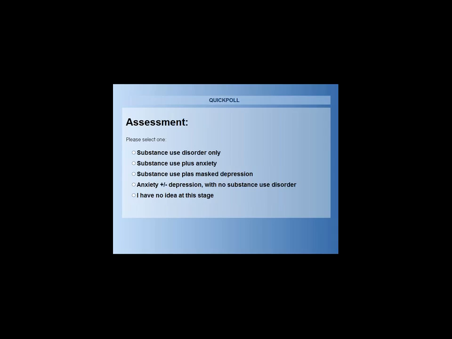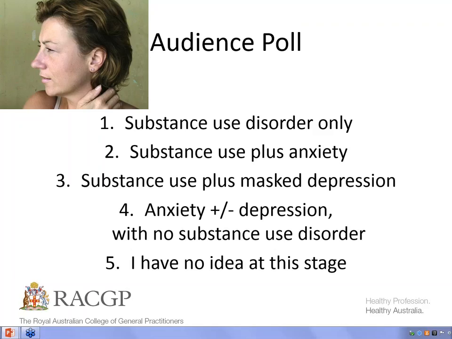Okay, we'll close that and have a look at what the poll was. So we had 5% as number 1. The majority picked number 2, 57%. Just under a third suggested it was number 3. No one thought there wasn't a substance use disorder, very intuitive of you, but 10% were honest enough saying, I've really got no idea at this stage. So thank you for answering that part of the poll.